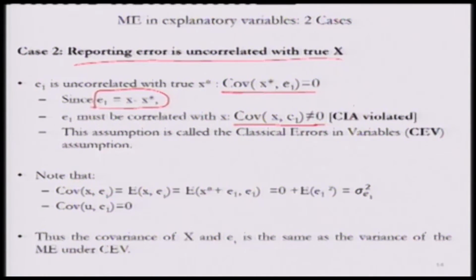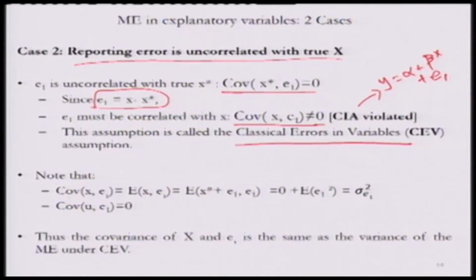So, this means that the conditional independence assumption is violated in the equation y equal to alpha plus beta x plus epsilon. In this case the error term is just E1. So, this conditional independence assumption is violated, and this particular assumption, that the reporting error is uncorrelated with the true value of x and effectively would be correlated with the observed value of x, is called the classical errors in variables assumption.